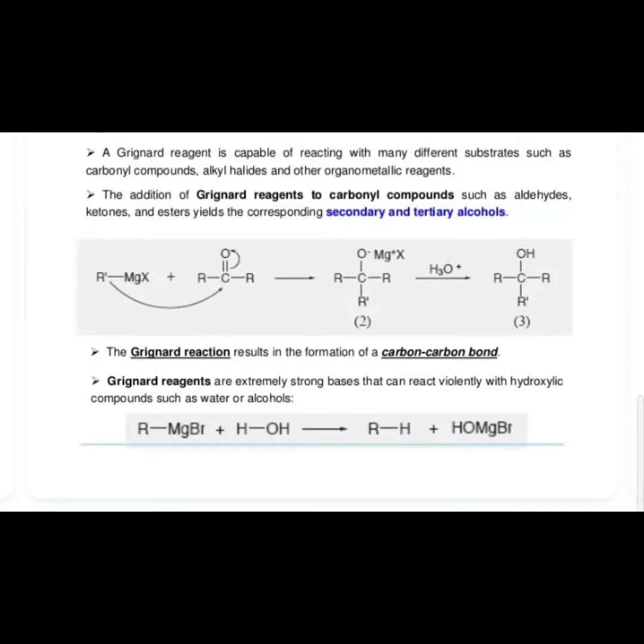And after that, the hydronium means what? If you add water, it forms the secondary alcohol. So this is the final product. So this is the application of Grignard reagents.